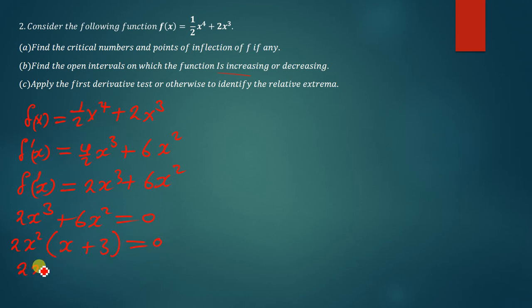So either 2x squared will be equal to 0, or x plus 3 will be equal to 0. When you find the solution for the first part, you discover that the value of x will simply be equal to 0, and on the other side you have x is equal to negative 3. So these are called critical points.